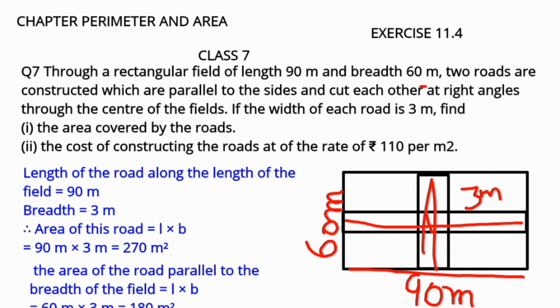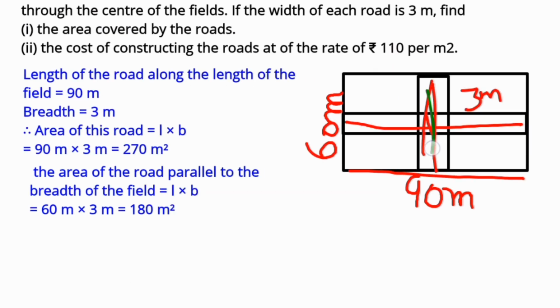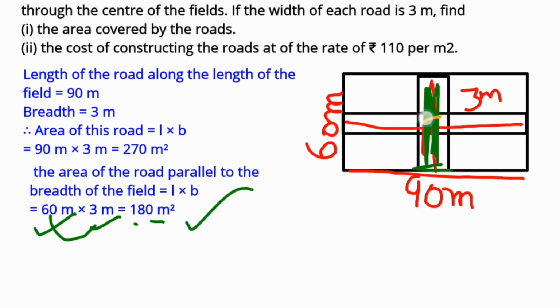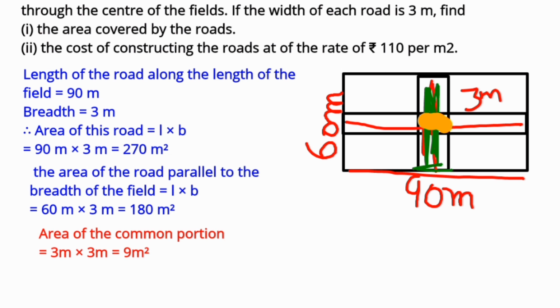So this one road, let me change the color. This one road. So here length is 60 meter and breadth is 3 meter. So 60 into 3, 6 3s are 18 and 1 zero, 180 meters square. Now next thing we need to calculate is the common portion area, this one which is coming in both the roads. So area of common portion, why have I written 3 into 3? Because it is forming a square, width from this side and width from this side. So they are the same. So 3 into 3, 9 meter square is the area of the common portion.